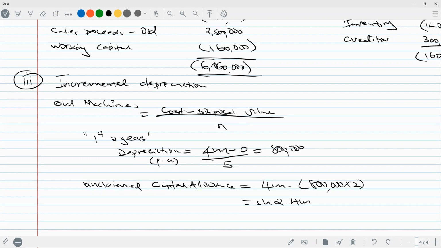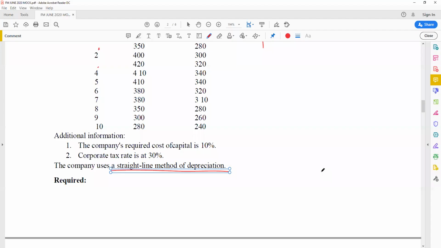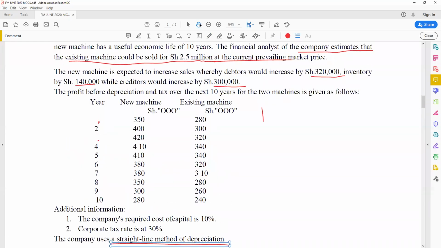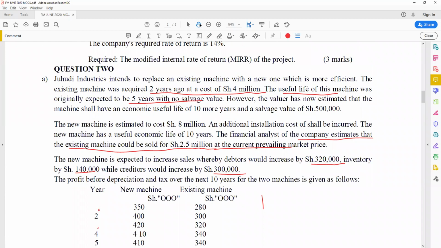After this, the company seems to have done a revaluation. You'll be told that the old machine, however, a valuer has estimated that it shall have an economic life of 10 more years. So going forward, it can be used for 10 more years, and at the end of this life it will have a salvage value of 500,000. So the company shall get back 500,000 at the end of the life of this investment.